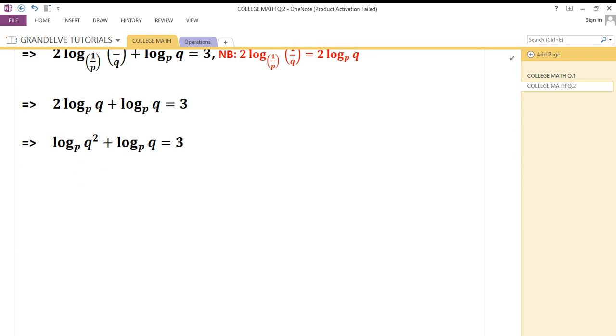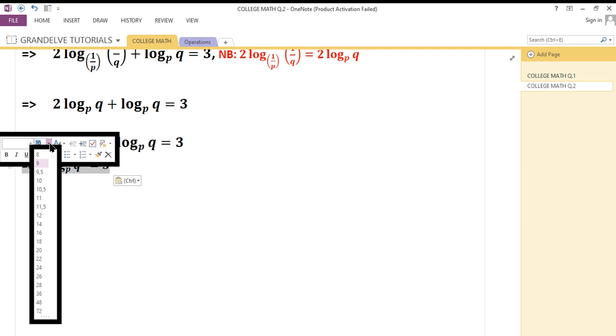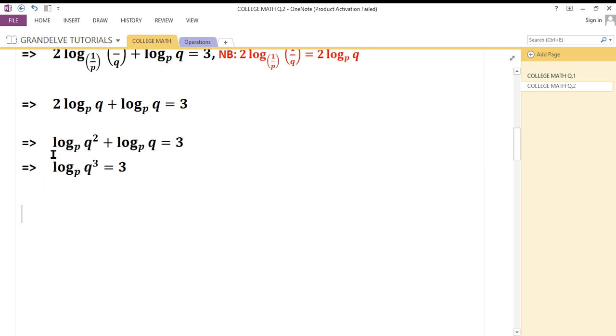In that case, you also accept this as our next step, right? Are we on the same page? We have log q to power 3 base p now because we apply the product law of logarithm on these two log expressions and we equate it to 3. This is q to power 1. The product of q squared and q to power 1 is q to power 3, all having the same base, equal to 3.